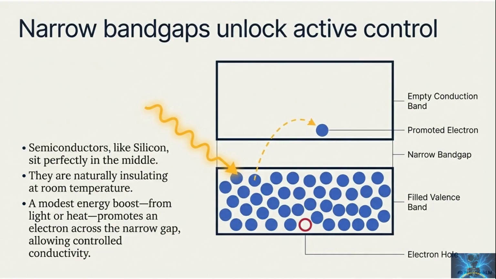When that happens, you get a free electron in the conduction band. You also leave behind a hole in the valence band, and that hole can move too. That's the magic of semiconductors. We can control conductivity instead of just having always on or always off.